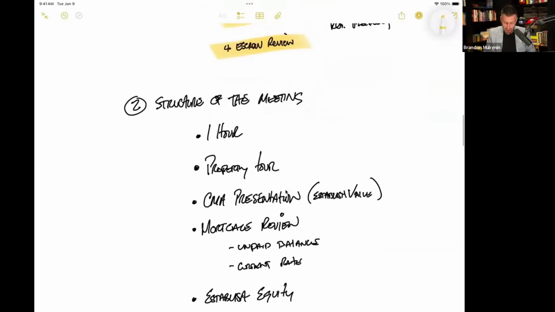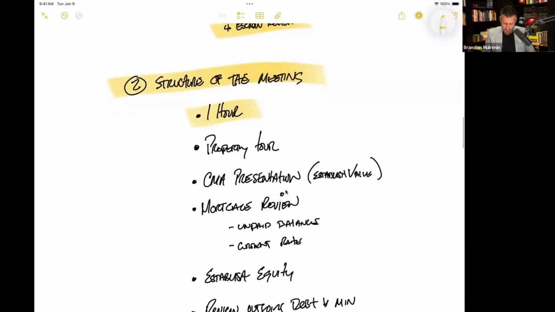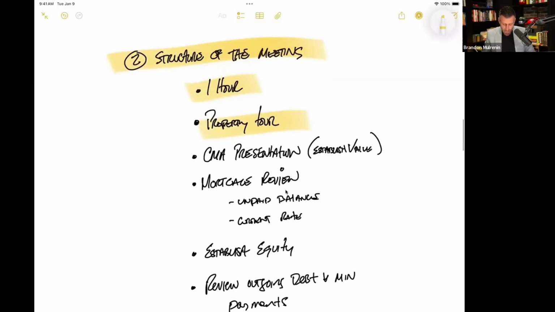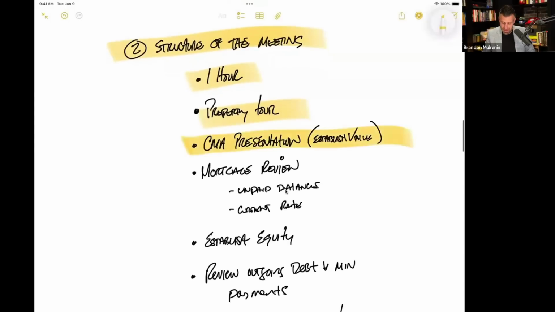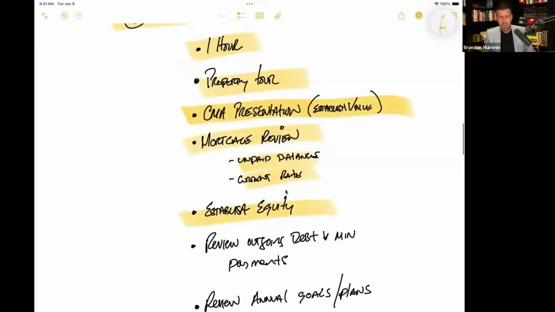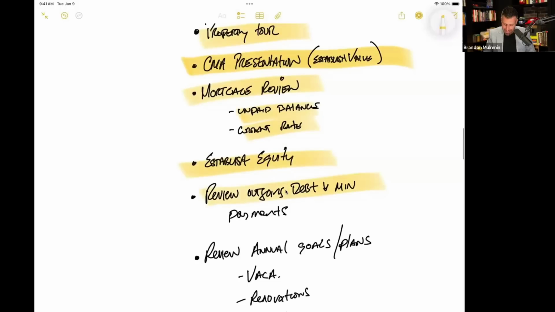All right, structure of the meeting. These are typically 1 hour in length, okay? It starts off with a property tour. Then you're going to get into your CMA presentation to establish property value, followed by a mortgage review. So in the mortgage review, we're going to look at the unpaid balance and the current interest rate. We're going to use that in the analysis in just a second. We're going to establish the client's current equity position. We're going to review outgoing debt and minimum payments. Again, we're going to use all of this for the substance of the analysis in just a minute.